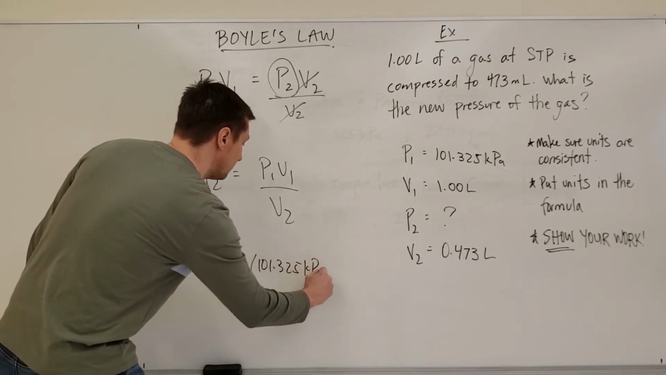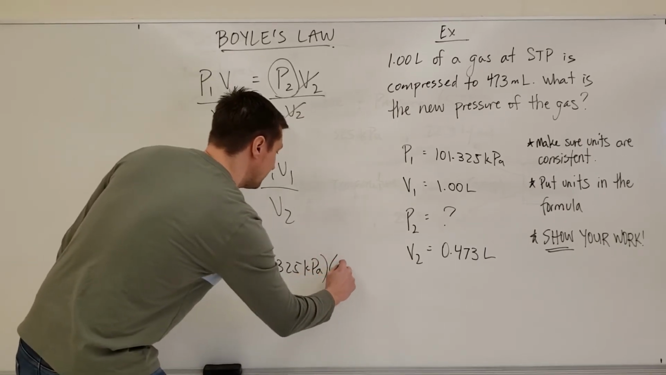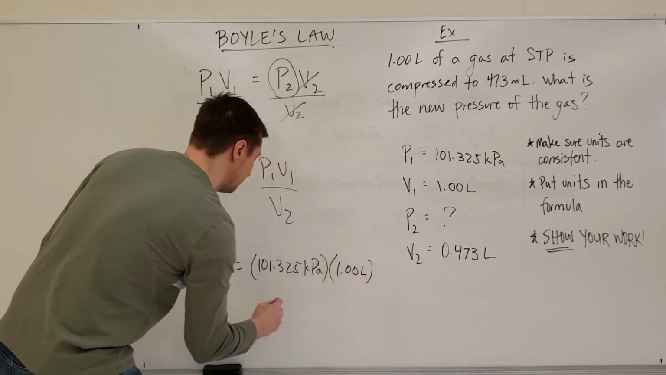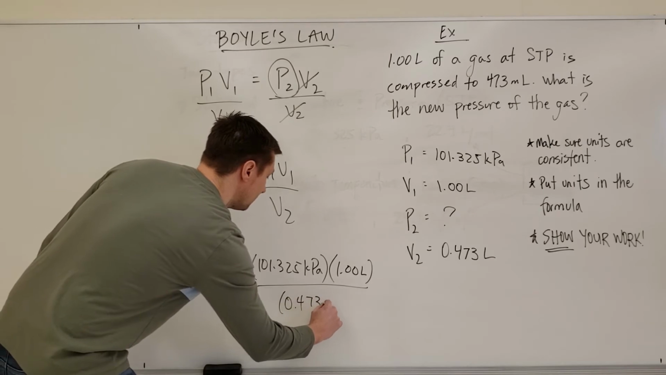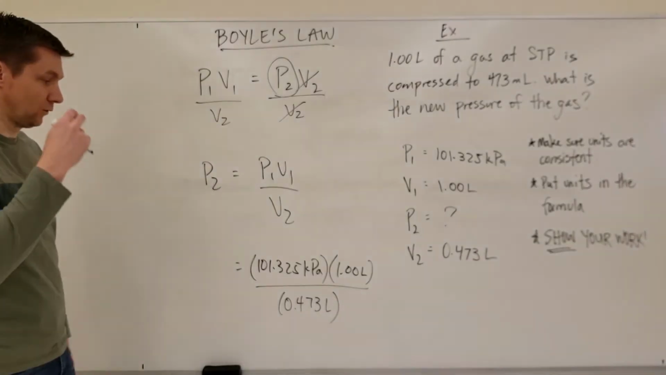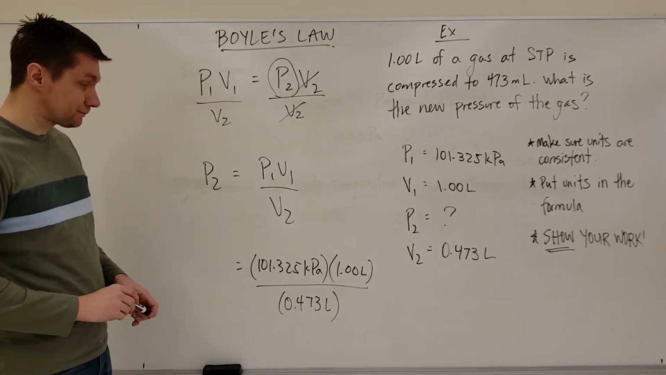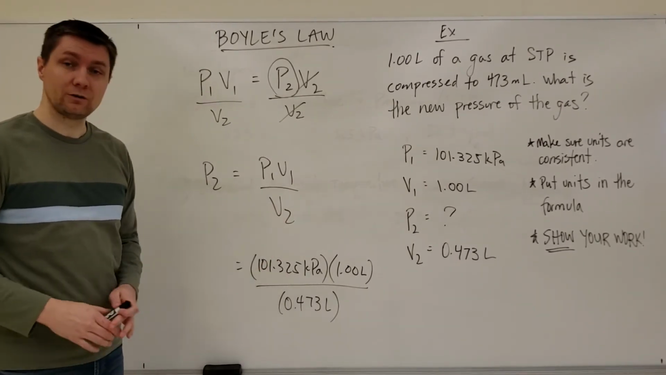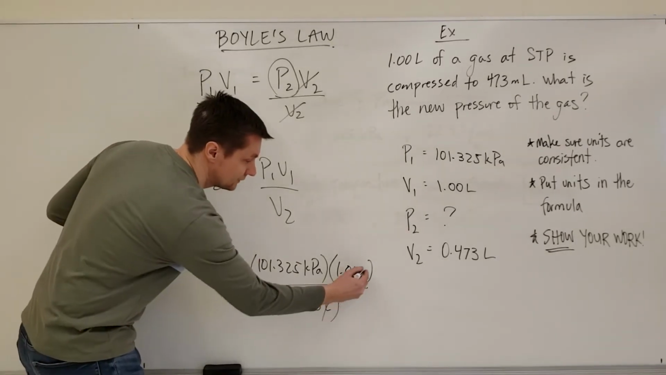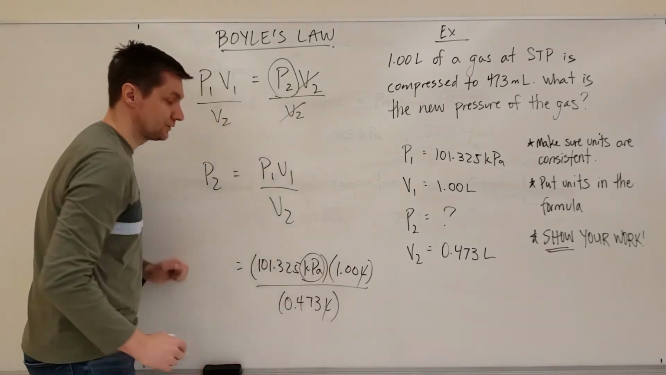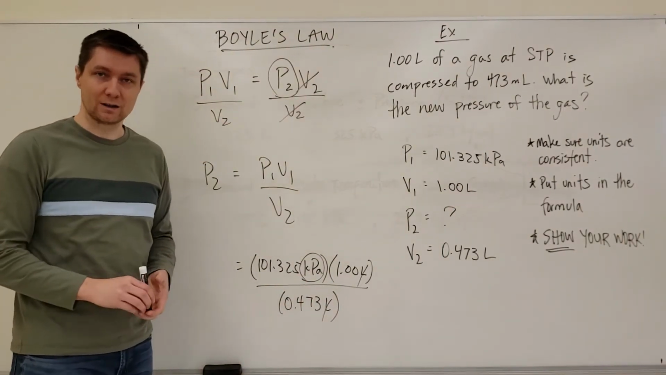So you plug this in and you get 101.325 kilopascals times 1 liter divided by 0.473 liters. You plug this into your calculator and you get an answer. What does your answer come out as? You can see the liters cancel out, and your answer is going to come out as kilopascals.